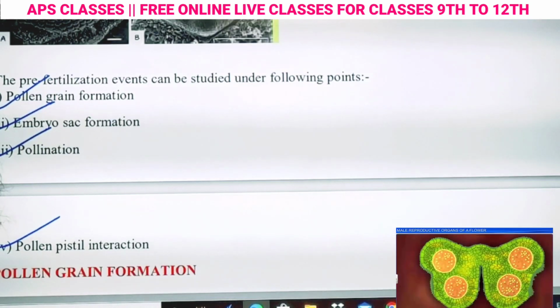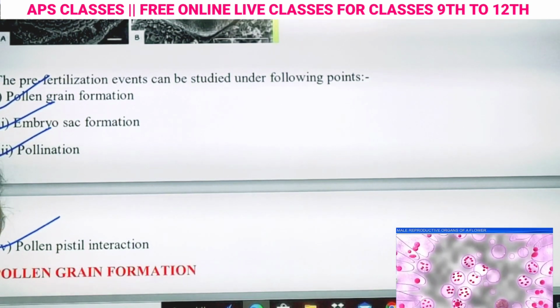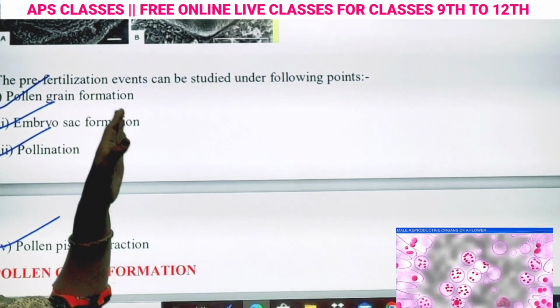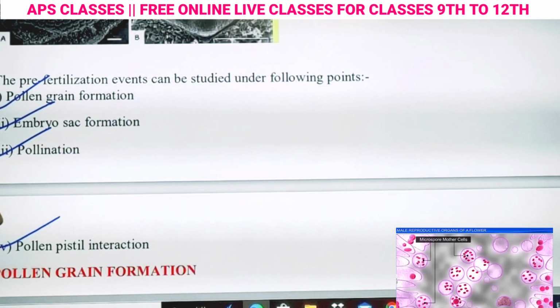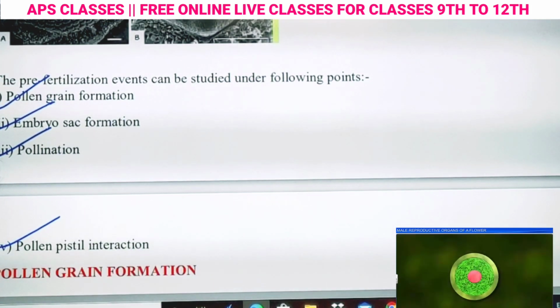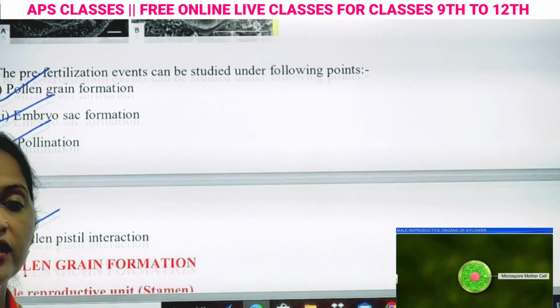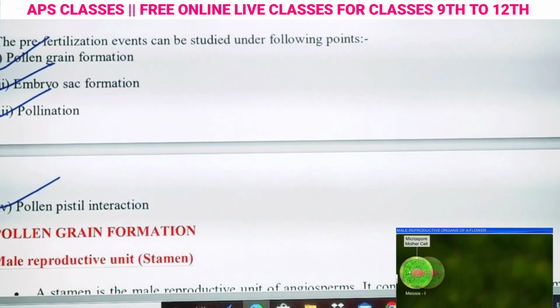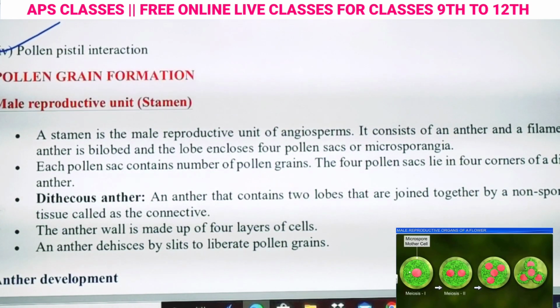These are the main steps that occur in the pre-fertilization events: how pollen grain formation takes place in the flower, how embryo sac formation takes place in the flower, how pollination takes place, and how pollen-pistil interaction takes place in the flower. So these are the main steps that occur in the pre-fertilization events.